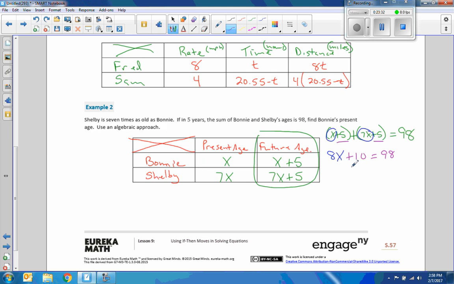PEMDAS in reverse, doing the inverse of addition is subtraction. Subtract 10, subtract 10. Remember what we're trying to get by itself, that X. Get this away from it and then get that away. We're going to be left with 8X. Those cancel. 98 minus 10 is 88. This is multiplication. The inverse is division. 8's cancel. X equals 11. Okay? So that is X. That's Bonnie's present age. Bonnie's 11 years old.